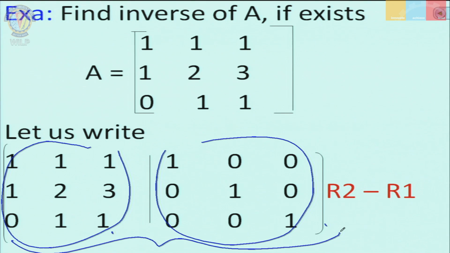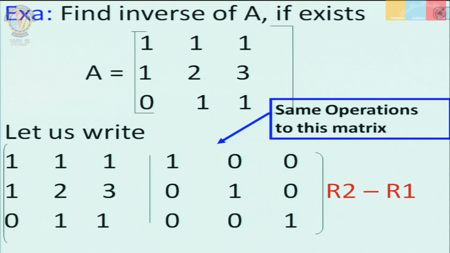Remember, use elementary row operations on the whole matrix, this is the whole matrix, and convert it into row reduced echelon form and see what happens. So, in row reduced form, this one you want to be 0, this one you want to be 0. So, subtract R1 from R2, you will get 0 here.